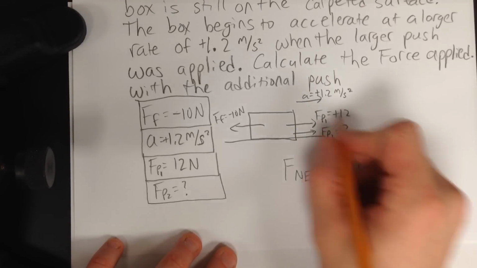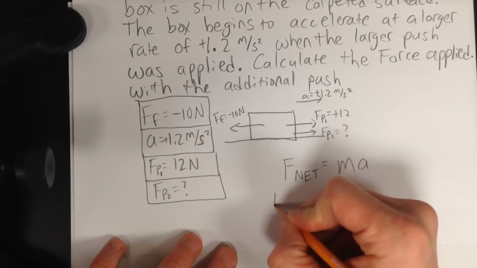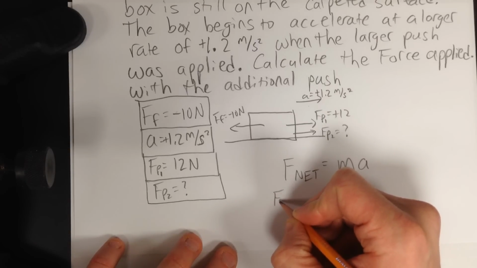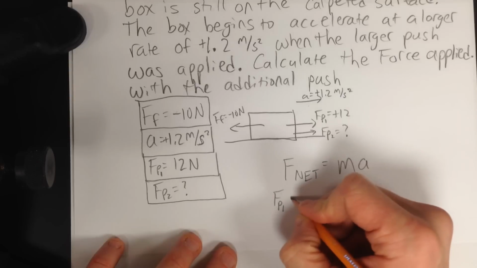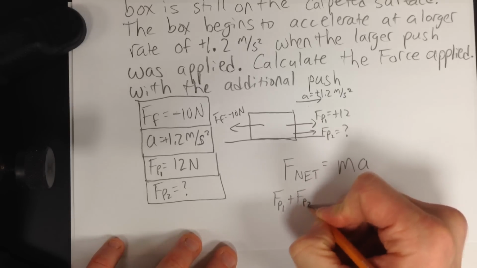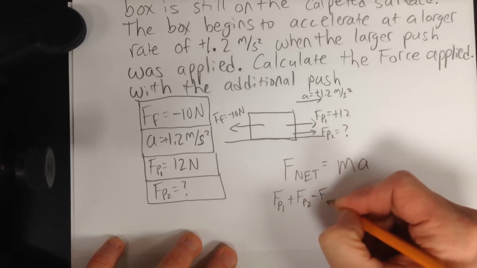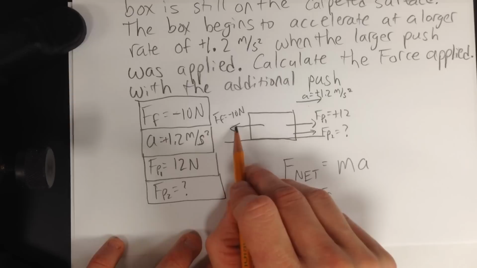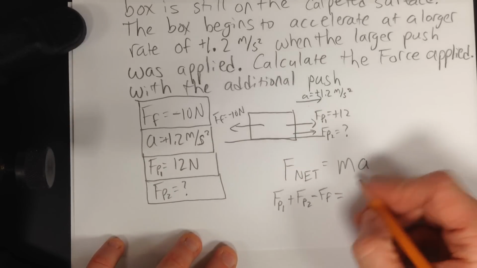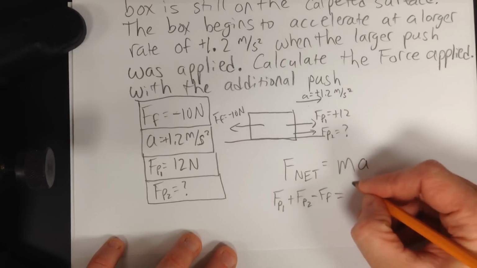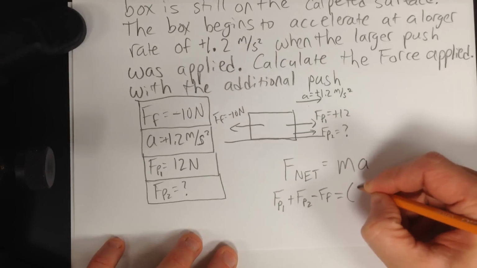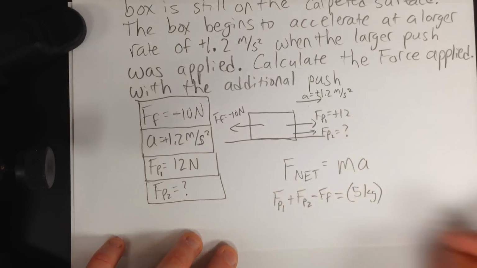Alright, so F net, add up all the forces, that's your F net. I'm just going to write the FPs in there before I put numbers in. All the right ones are positive, all the left is negative. Because we hate lefties. No, my brother's a lefty. Just kidding.